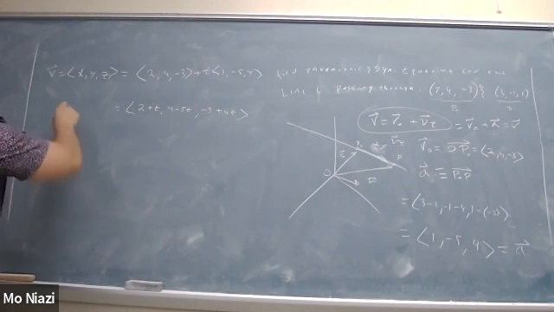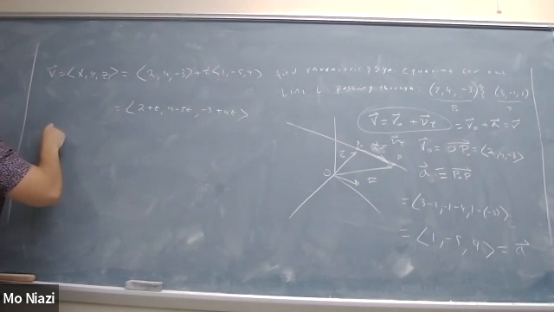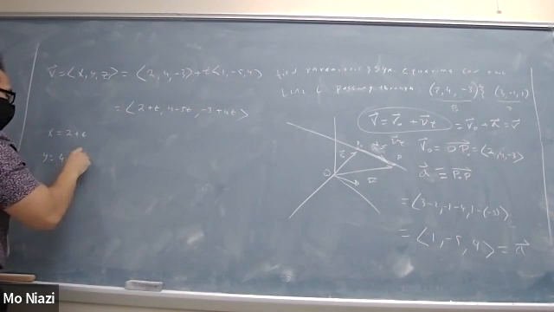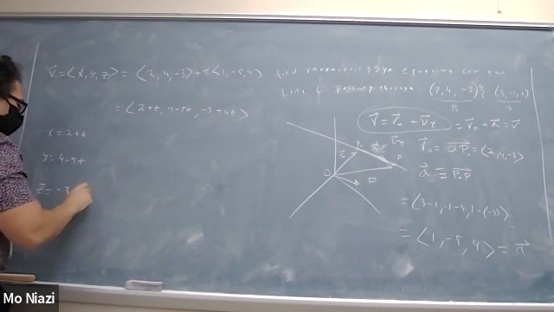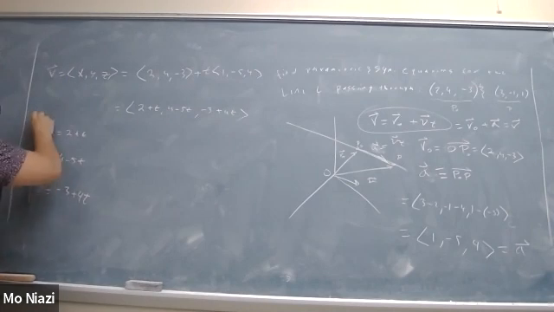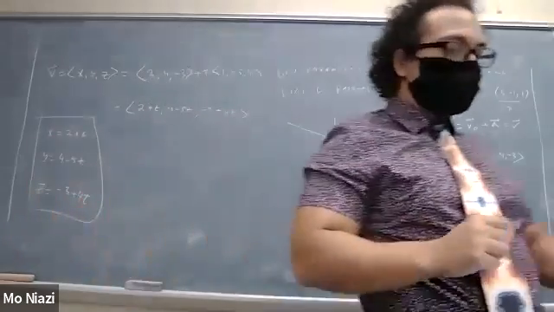So remember, this was always equal to this. And so I can set X equal to this component, I can set Y equal to this component, and I can set Z equal to the third component. Boom. This is the parametric equation for the line utilizing the parameter T.